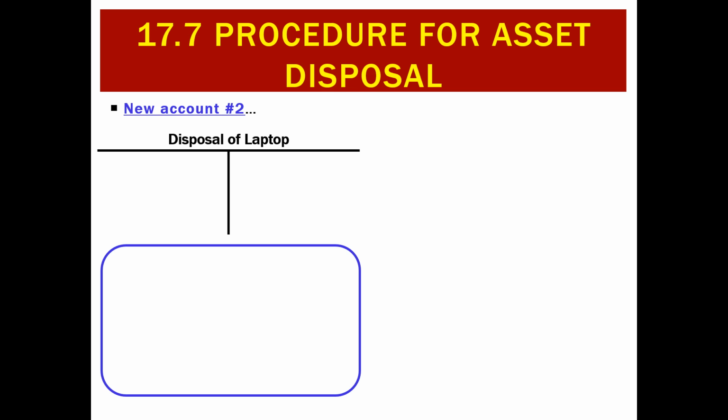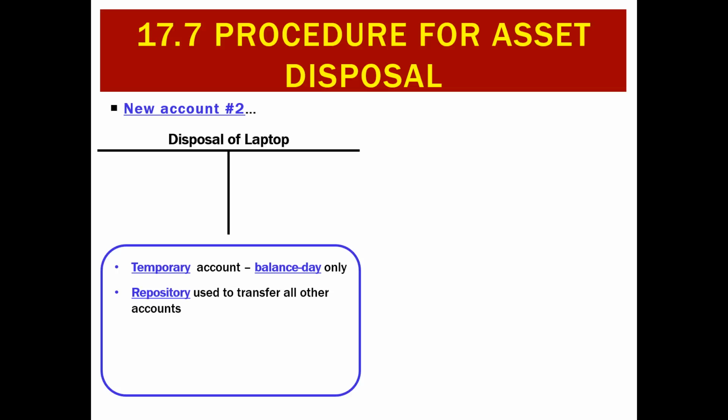The second new account we're going to need is what's called the disposal of asset account. Now in this case we've changed the word asset. We write the name of the asset that we're disposing of. So we've changed that to say laptop because that's the asset in this case study. So that's a temporary account. It exists on balance day only. It shouldn't exist the next day. It should close to zero. It's a repository, and basically that's used to transfer all the other accounts.